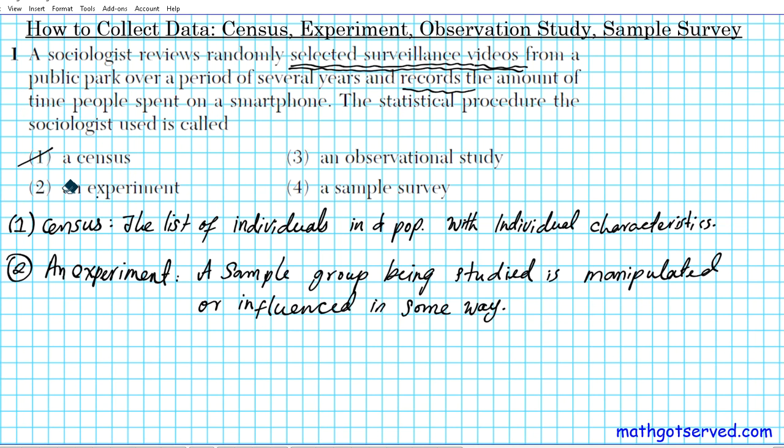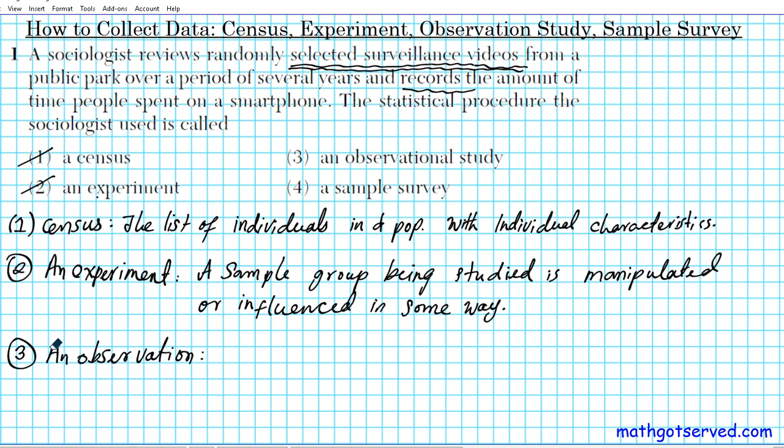So is option 2 what's going on here? The answer is absolutely not. This is not an experiment. How about option 3? An observation study. This, ladies and gentlemen, is definitely what's going on here.